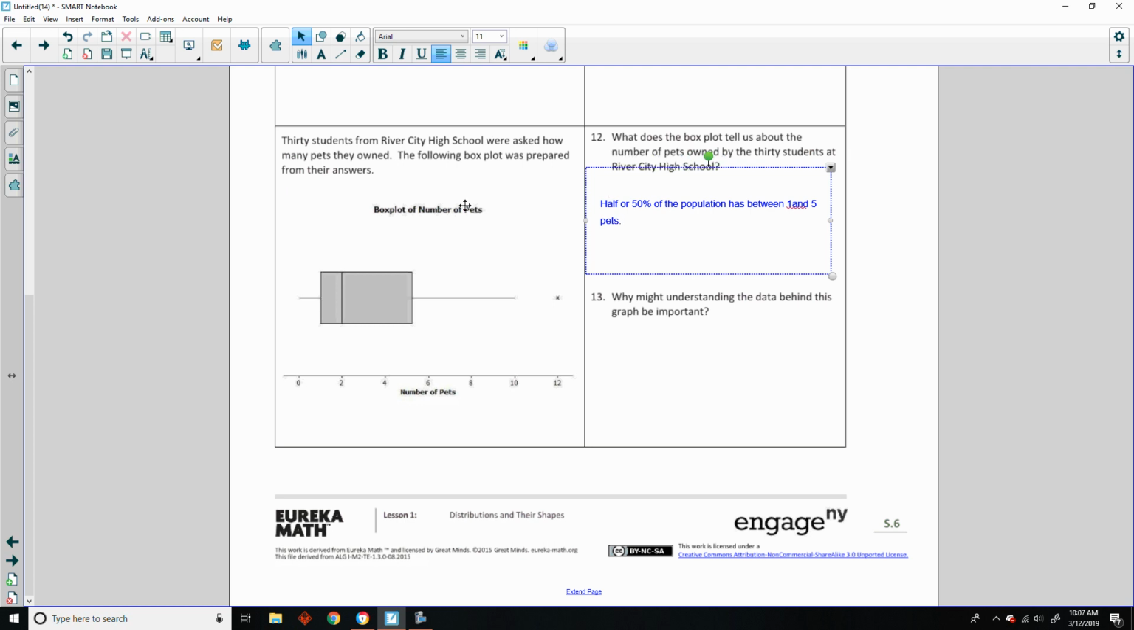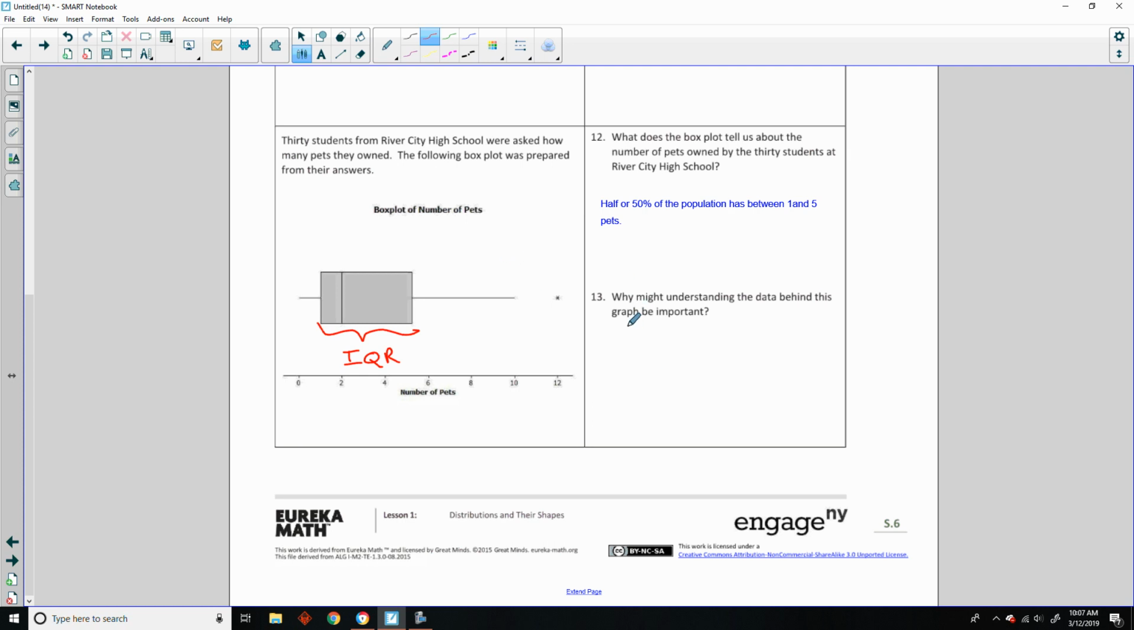Okay? So 50% is the box portion. And I know this was in 6th grade, that was 3 years ago. That is called the interquartile range. The distance or the range from this end of the box to this. So 5 minus 1 is 4. The interquartile range in this case would be 4.